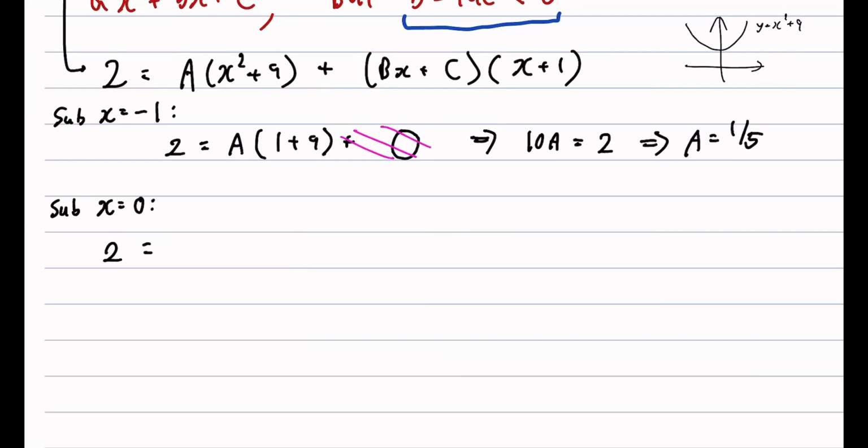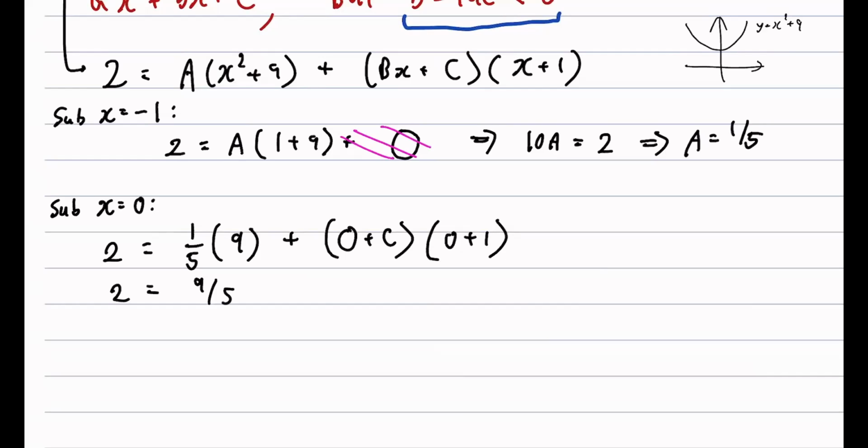2 equals a times 0 squared plus 9. Oh wait, sorry, I already know what a is, so I should replace a with 1/5 straight away. Then 0 squared, which is 0, plus 9, just 9. Add on 0 times b, which is 0, plus c. Maybe I just write this down, 0 plus c, to make it extra clear. Then 0 plus 1. Simplifying, I get 2 equals 9 over 5 plus c, which means that c is equal to 2 minus 9 over 5. That would be negative 4/5, right?